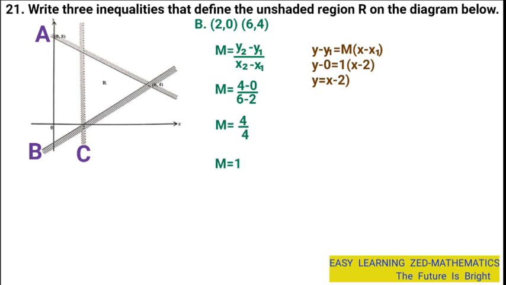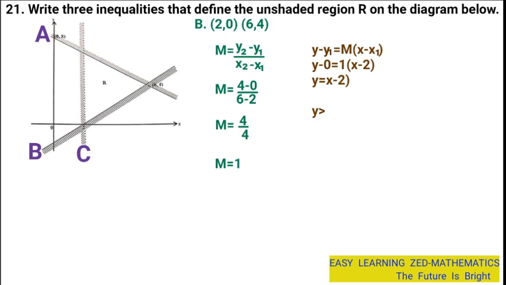So now to write it as an inequality, where the equal sign is, I'm going to put the greater than or equal sign, because as you can see, this shaded part down here is less than the area there. So I'm going to write y is greater than or equal to x minus 2. So that was the answer. That's the inequality for line B.